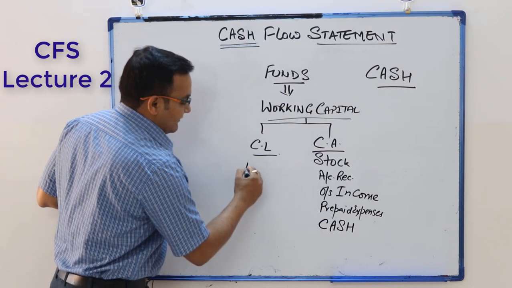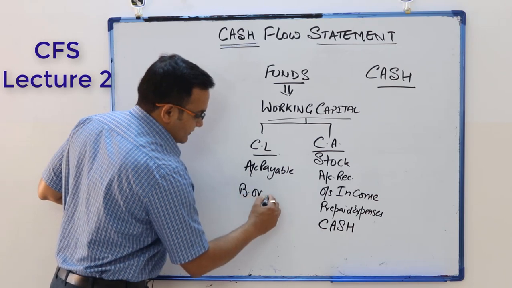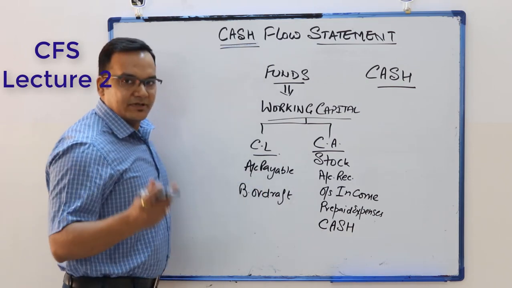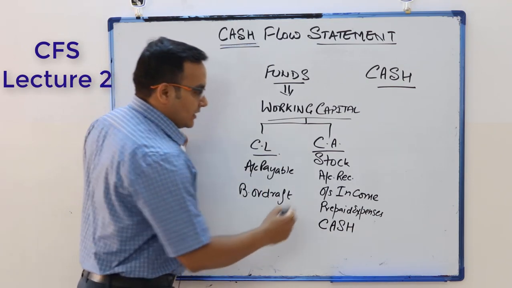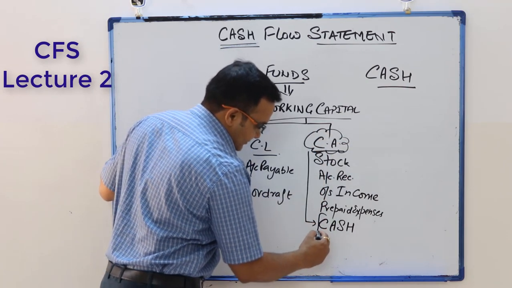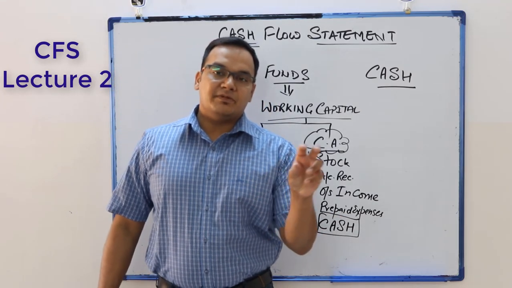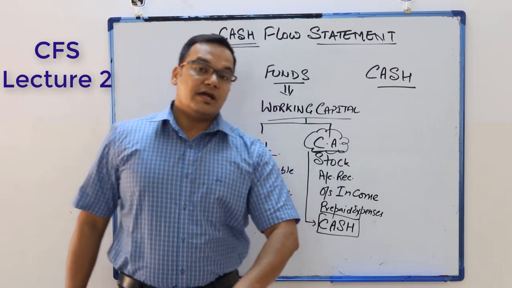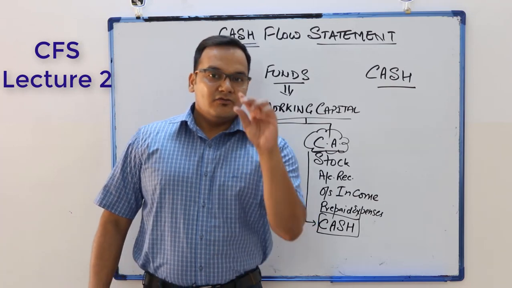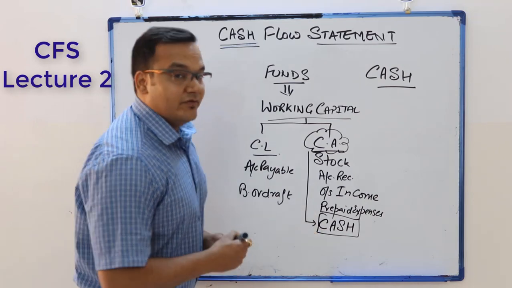And in current liabilities we have accounts payable, bank overdraft, and other current liabilities, meaning short term. So as you can see, in the current assets we have one component called cash. When we talk about fund flow statement analysis, we talk about the working capital effect. But when we talk about cash flow analysis, we are talking about a particular portion called cash or cash equivalents.